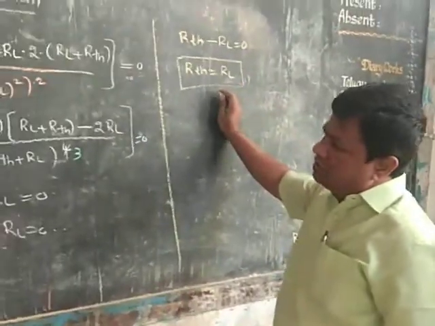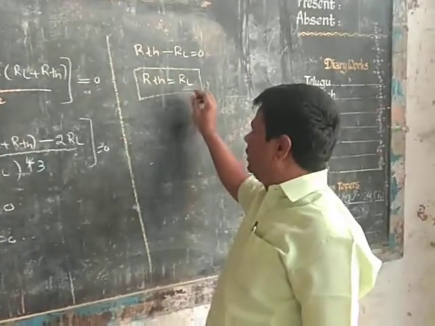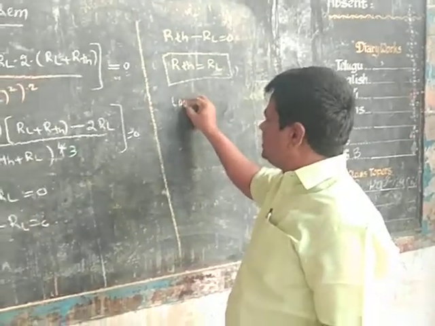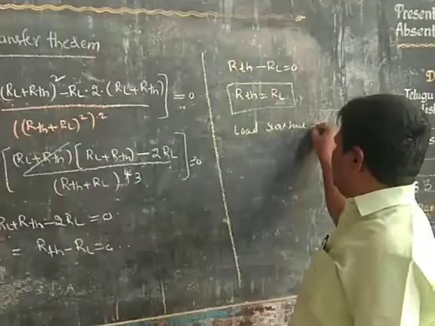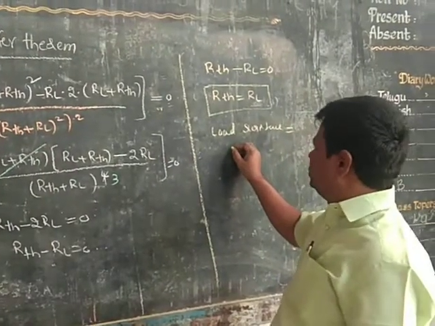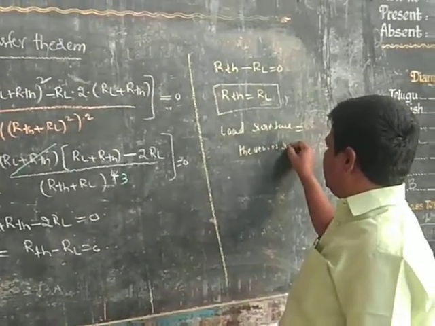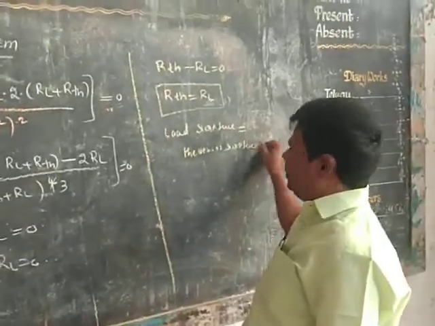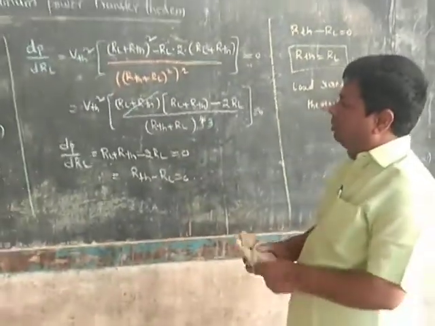So this shows that the maximum power is delivered to the load when the load resistance is equal to the Thevenin resistance. This can be explained with the help of one simple example problem.